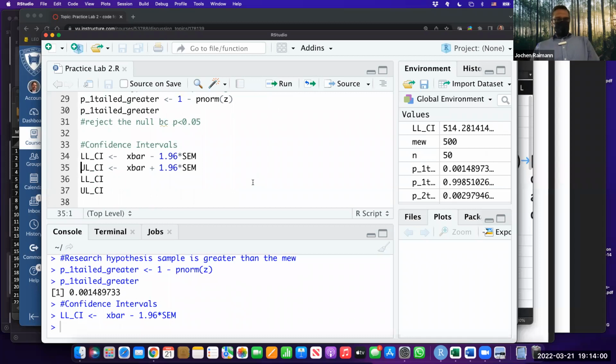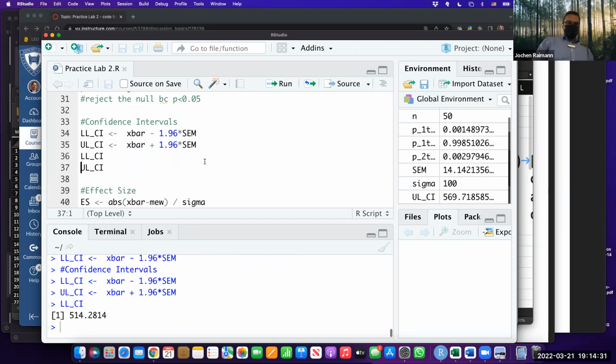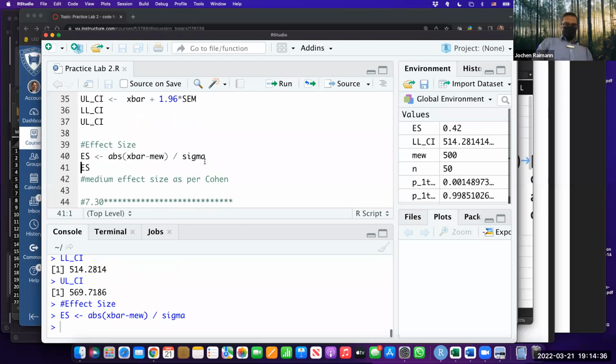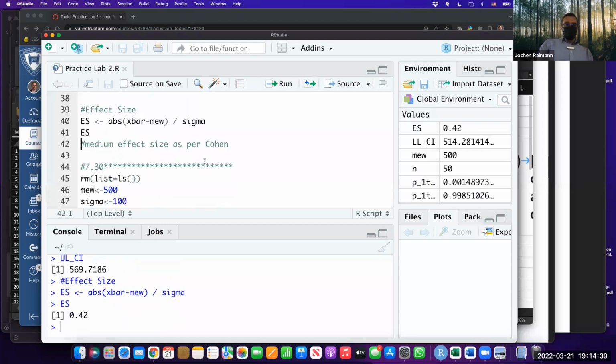So this is the calculation of the confidence intervals, in the same fashion as we did in Excel. You calculate X bar minus 1.96 multiplied by the SEM. It's the same kind of calculation, just using now objects that contain these numbers. So you can address each of these objects and it will automatically use the value stored in the object for all kinds of arithmetic operations. So you get a lower limit and upper limit. This is consistent with what we calculated. Then we have here an effect size, which is also consistent.